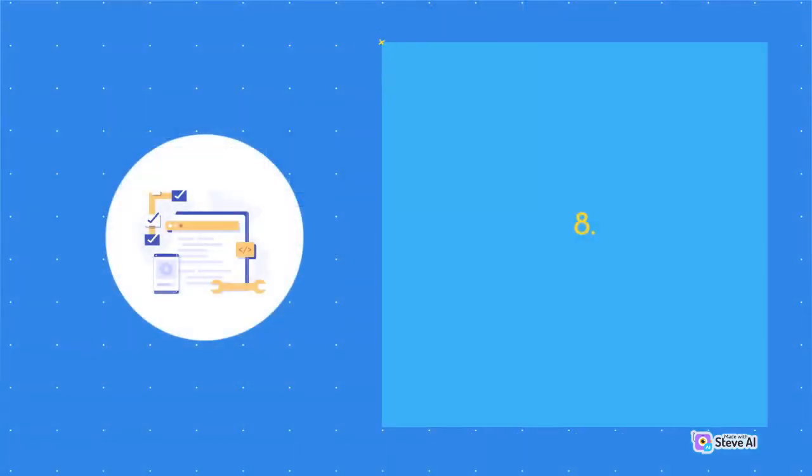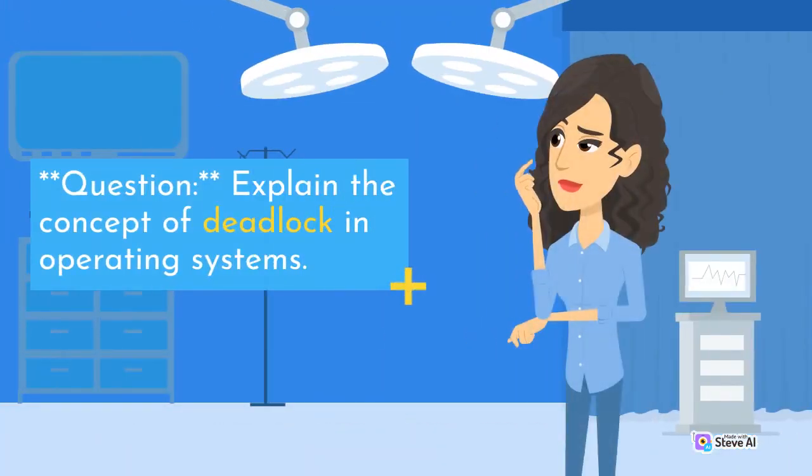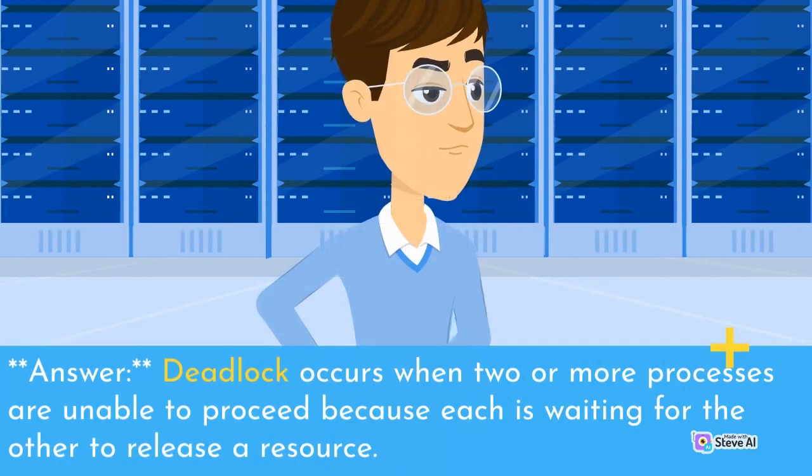8. Question: Explain the concept of deadlock in operating systems. Answer: Deadlock occurs when two or more processes are unable to proceed because each is waiting for the other to release a resource.